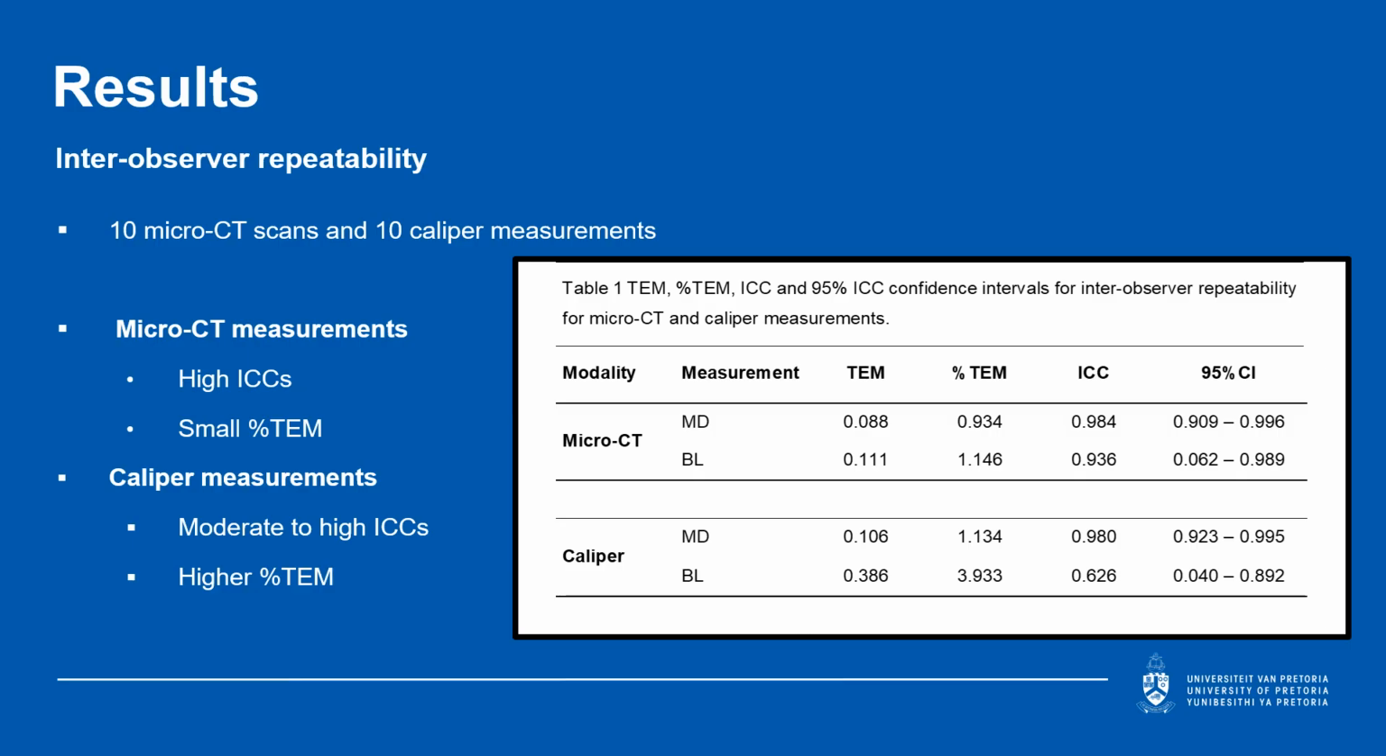Then we assessed the inter-observer repeatability. Micro-CT measurements showed a very high repeatability, particularly for mesiodistal measurements, as well as high ICC correlations. Caliper measurements also showed a high repeatability for mesiodistal measurements, but with lower ICC correlations, and particularly low lower bounds of the confidence interval for buccolingual measurements.